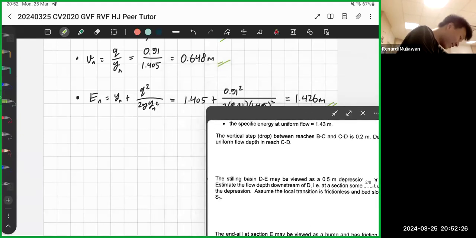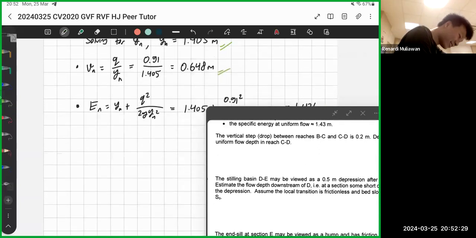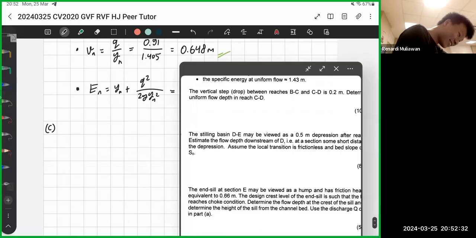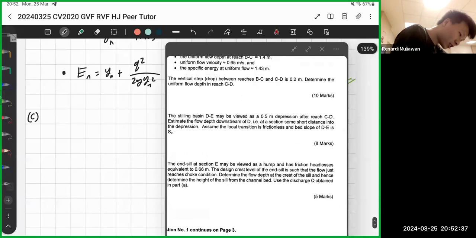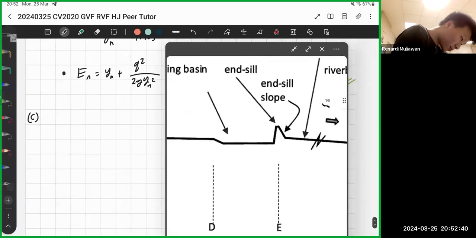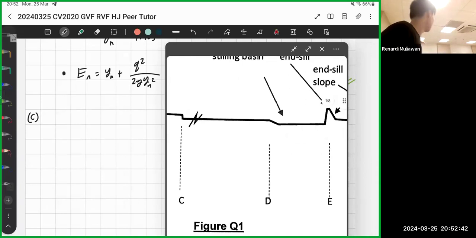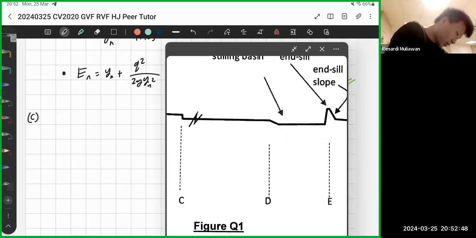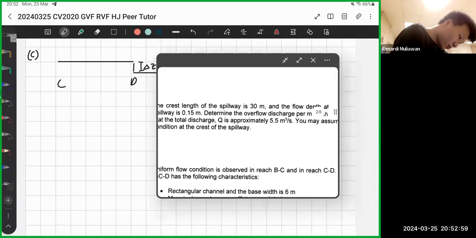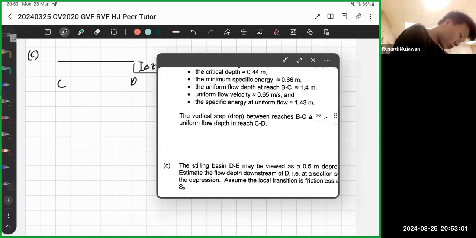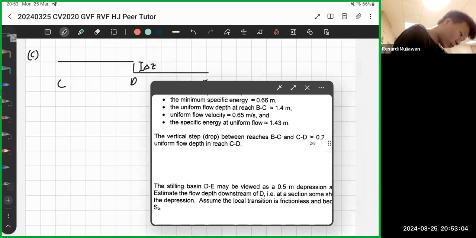Okay, let's finish this and then let's call it a day. Now, the stilling basin DE may be viewed as a 0.5 meter depression after CD. So let's look at this. There's CD and DE, right? So it's a straight line, then there's a drop, and they assume it's a depression already. So CD to DE, you can assume it's like this, C, D, E. This one is assumed as delta Z. Okay, it's 0.2, right? Yeah, 0.2.